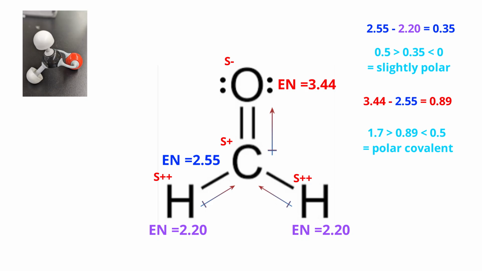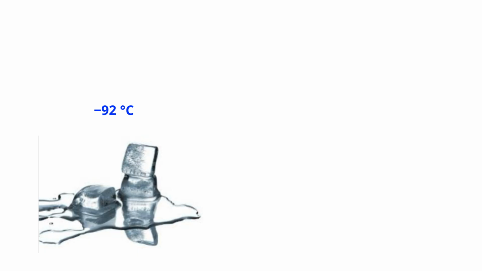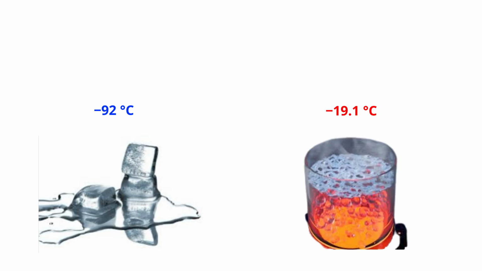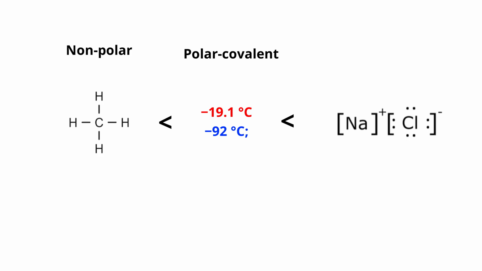So, now that we have the polarity, what does this tell us about the melting point, boiling point, and solubility of the molecule? Due to its polarity, formaldehyde has average melting and boiling points, those being negative 92 degrees Celsius and negative 19.1 degrees Celsius respectively, making it a gas at room temperature. Its melting and boiling points are higher than the ones of methane, a nonpolar molecule, but lower than sodium chloride, an ionic molecule. This is because the dipole-dipole and hydrogen bonds take a lot of energy to break apart, while lower overall polarity of the molecule makes it easier to break apart.